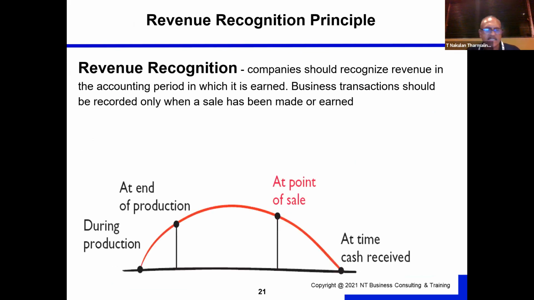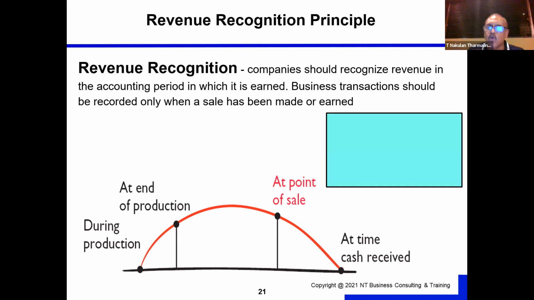So in this case down here, you have a situation at the point of sale, which you see here. The point of sale is the time when you will record your transaction as an income. Say, for instance, if you are manufacturing things or making products, it is not at the time when you make the product that you earn the money. It doesn't mean that. Nor is it at the time when you receive the cash. It is always at the point of sale. At the point of sale, you will be recording it as an income.